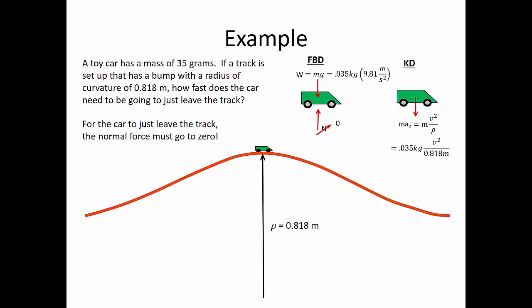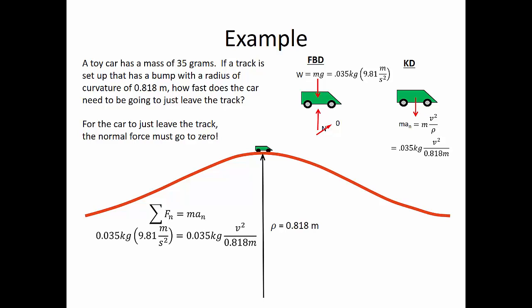Our mass times the normal acceleration is equal to the mass times the velocity squared over the radius of curvature. And we know that the radius of curvature is 0.818 meters. So our mass times the normal acceleration is equal to 0.035 kilograms times the velocity squared divided by 0.818 meters. So the sum of the forces in the normal direction is equal to the mass times the acceleration in the normal direction.